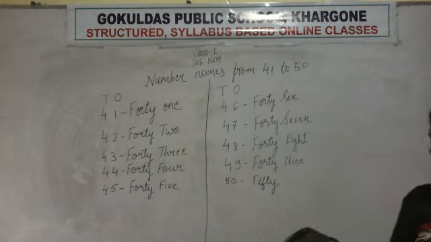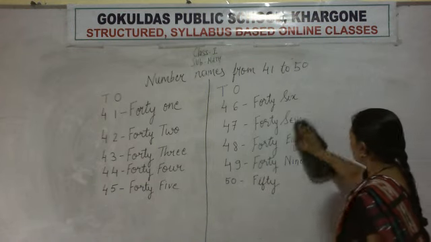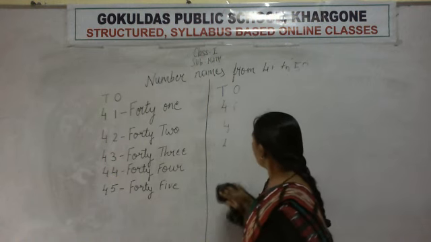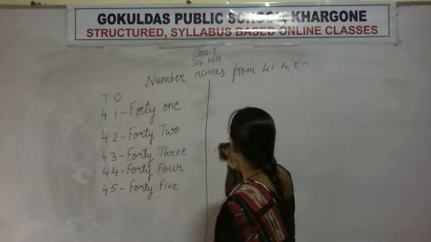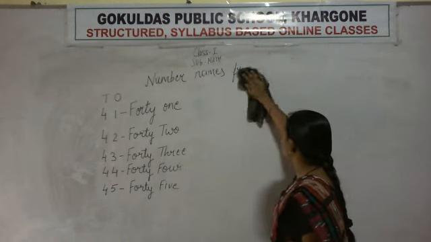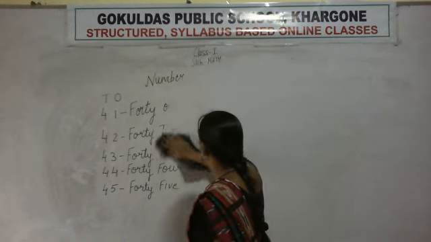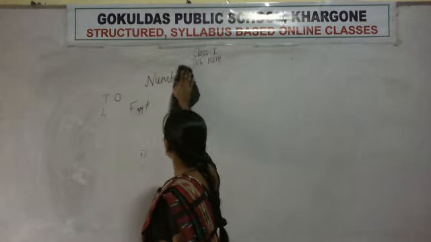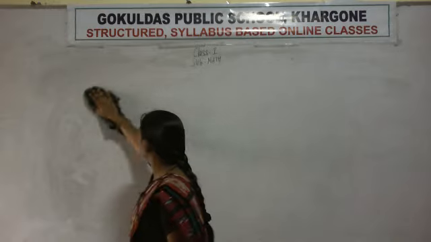Okay. Now the number name is 50. We will write only till 50. Now we will continue the number names from 51 tomorrow in our next lecture. Now one more thing we will do today. What will we do?